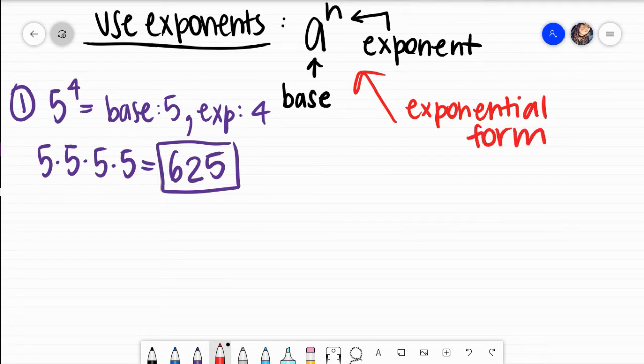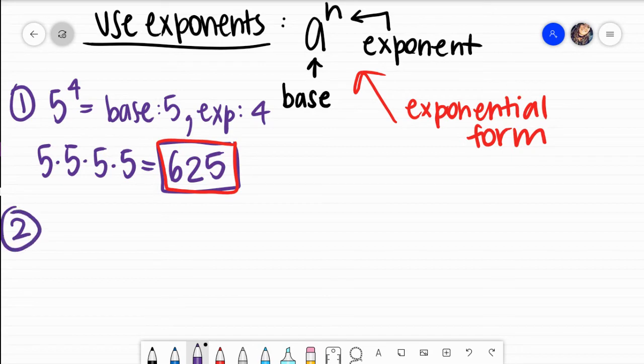The reason why it would be called exponential form is because it's in the form that has an exponent. So if you notice, once we get to 625, we no longer have an exponent. We actually solved it based off of what it told us to do. But the exponential form would be keeping the exponent on our base.